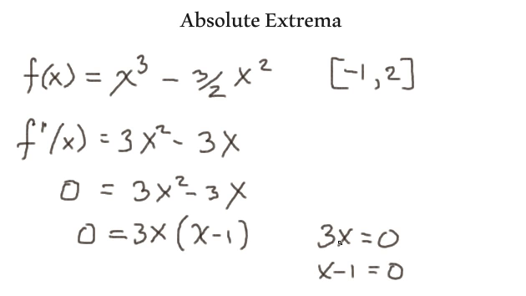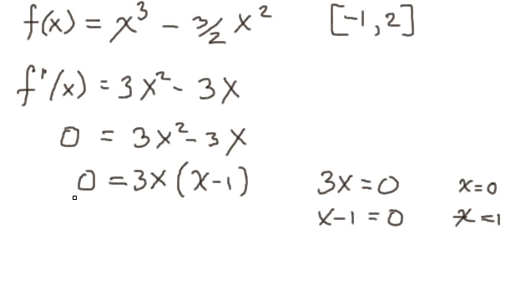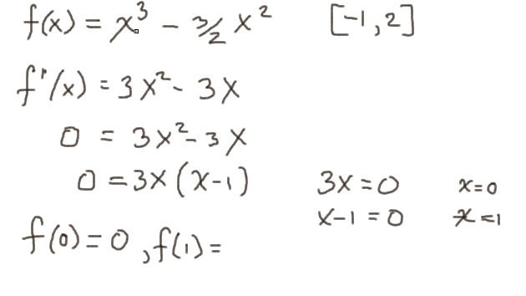We get these critical numbers. The solution to this equation is x is equal to 0, and the solution to this equation is x is equal to 1. Since 0 and 1 are in our interval, which is very important, we plug those two numbers into our original function. So f of 0 looks like a 0, and then we plug f of 1 into this, and that's 1 minus 3/2.